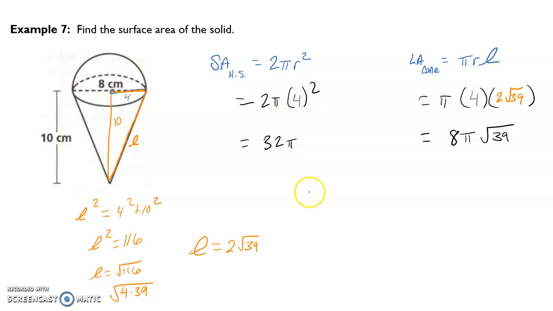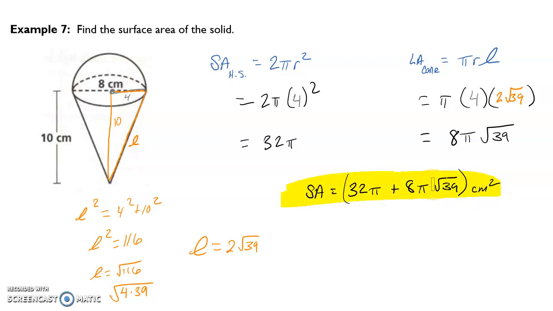We get a total surface area of 32 pi plus the 8 pi square root of 29. That's an exact answer. I'm going to leave it at that. Call it centimeters squared and be done. Again, if it asks for an approximate surface area, I'm going to round that. But if it doesn't ask for that specifically, we're going to leave it like this.